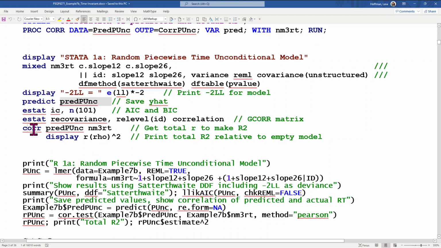Last but not least, another piece of new code is right here. I am asking for the correlation between that predicted value column and the real outcome, and then I am asking for that correlation that is saved internally to be squared and displayed. So this part is basically a calculator that's going to show what the total R-square is from squaring that correlation.